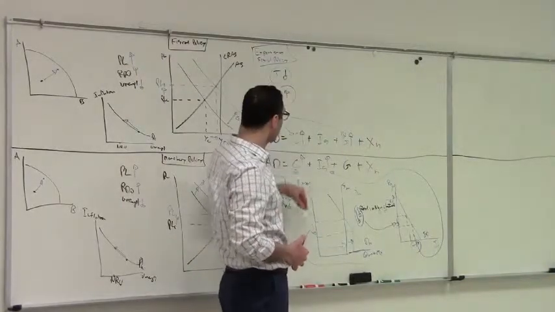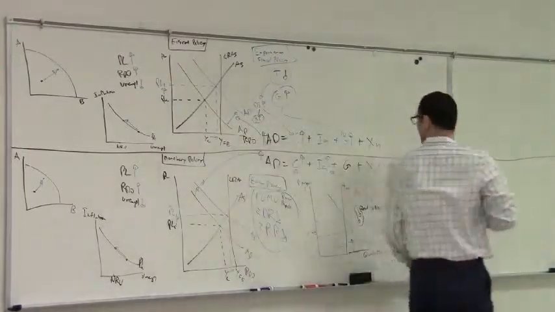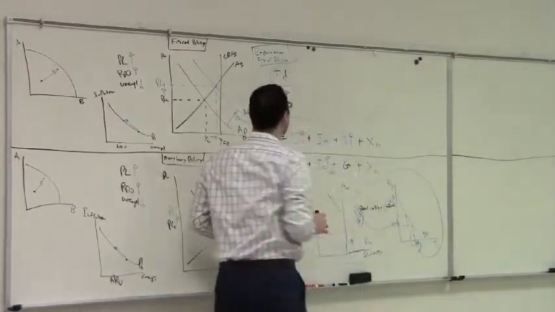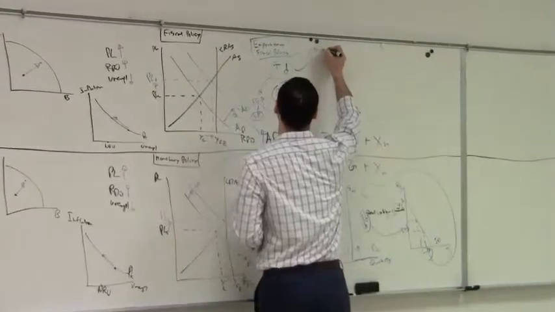Okay, so problem, solution. Now let's look at the side effect. So the side effect in here is taxes down, government spending up, right? That causes a government budget deficit.